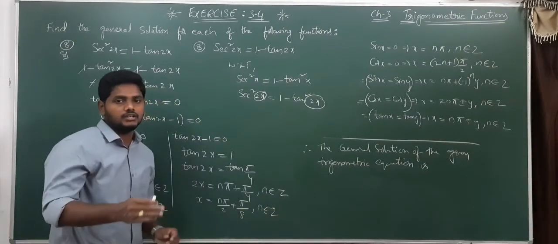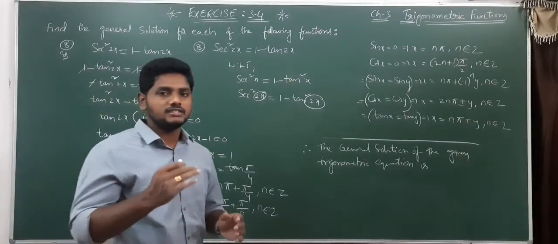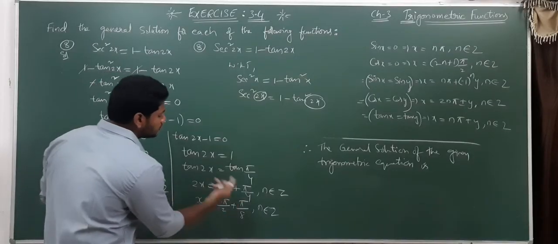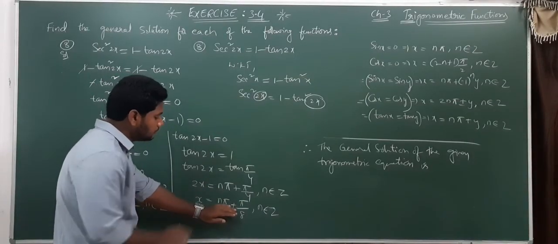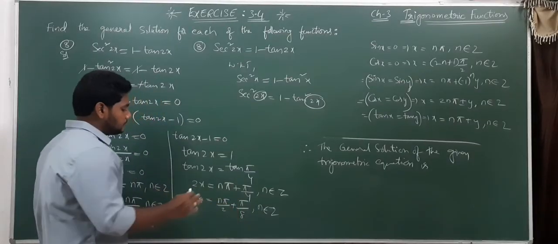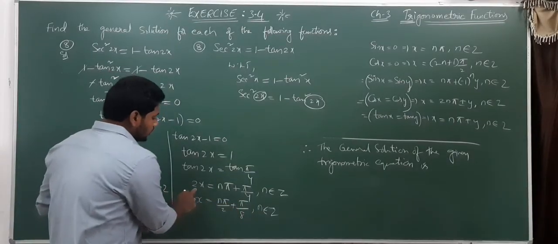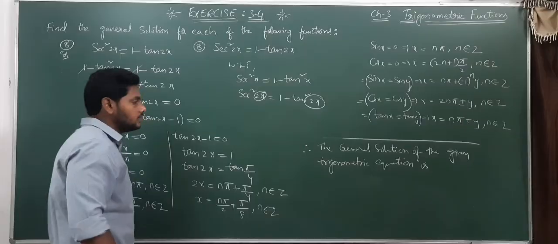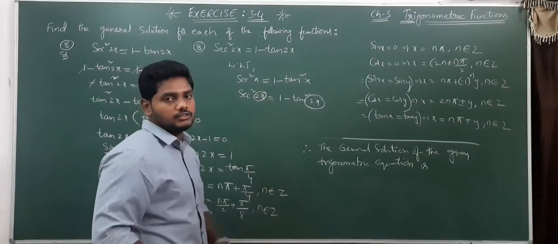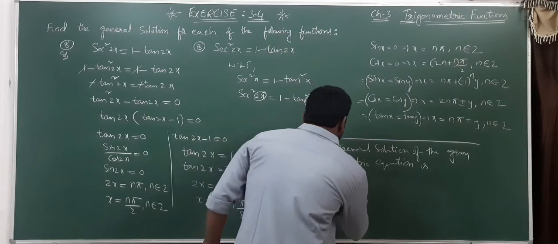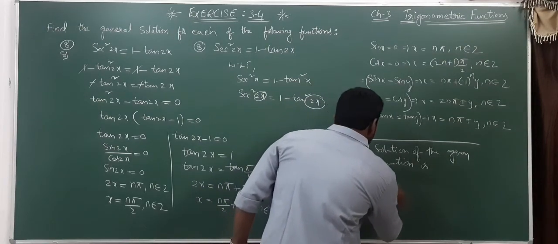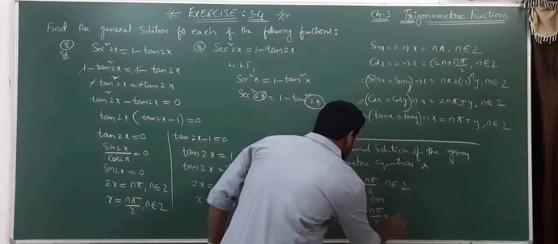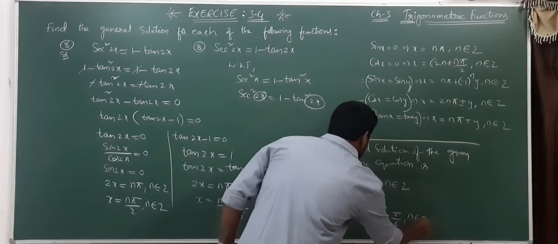See, generally where you will make mistakes: some students, if 2x equal to n pi plus pi by 4, while sending 2 to the right hand side, will write simply n pi plus pi by 8. While writing, please see carefully. x is equal to n pi by 2 plus pi by 8. Why? Because this 2 divides both n pi and also pi by 4. Therefore, from this question, how many general solutions did we get? Two general solutions. Those are x equal to n pi by 2, n belongs to Z, or x equal to n pi by 2 plus pi by 8, n belongs to Z.